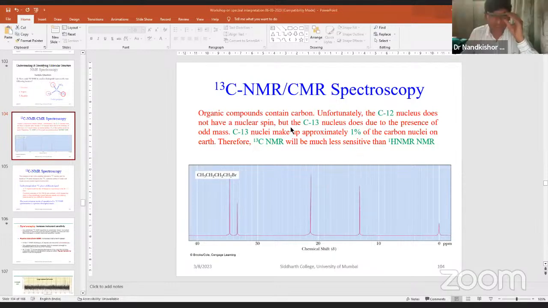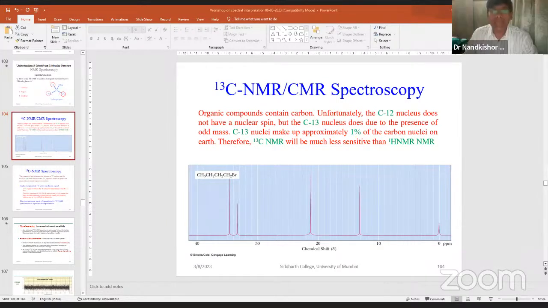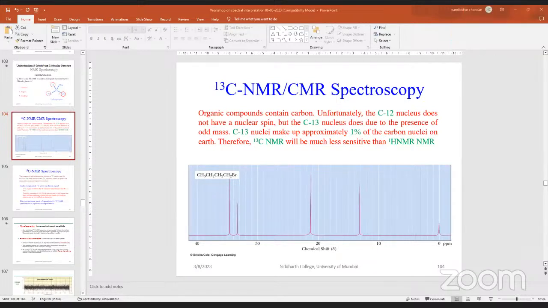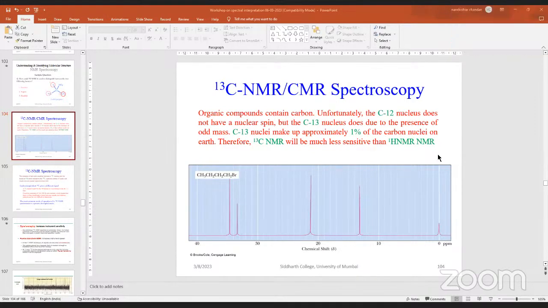We will start with the topic called CMR, that is carbon magnetic resonance. Yesterday we discussed proton magnetic resonance. Now, principle wise, it is exactly the same. What is the principle of proton magnetic resonance? In a broad sense, we call it NMR.